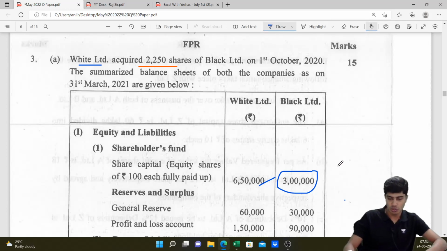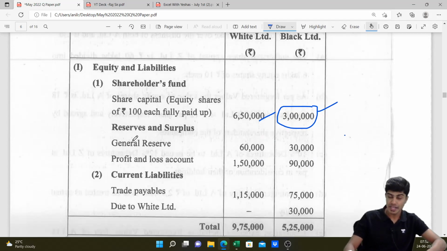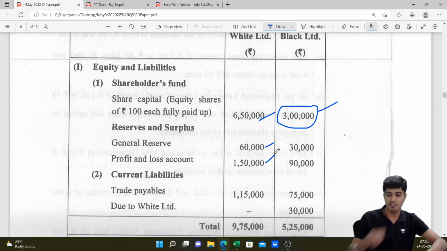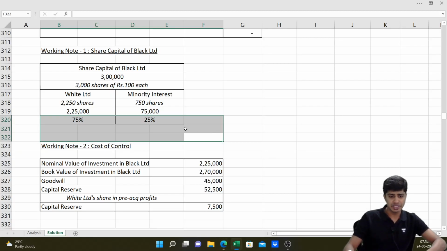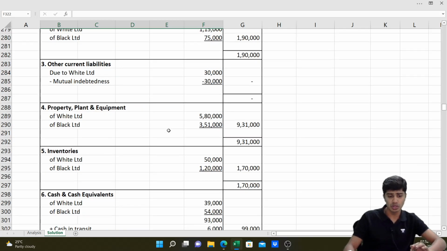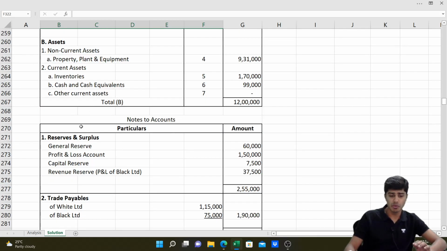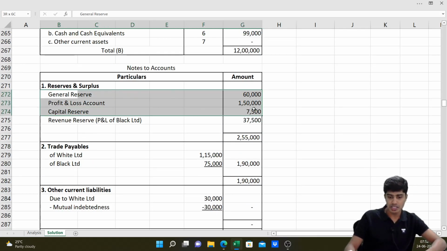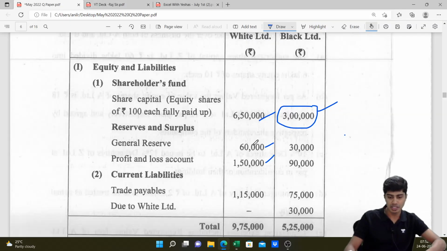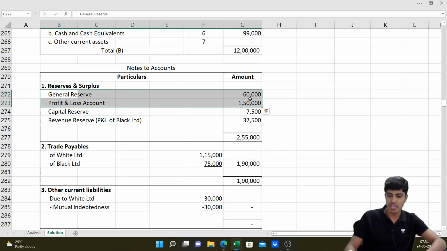So we're done with this also. I've analyzed reserves and surplus. Reserves and surplus of the holding company, 60,000 and 1,50,000, will appear exactly in the balance sheet. Have a look, I'll show it to you in the notes to accounts. Notes to accounts number 1 is reserves and surplus: general reserve and P&L account, 60,000 and 1,50,000. See here, these two have exactly appeared, the same way as they are in the balance sheet of the holding.